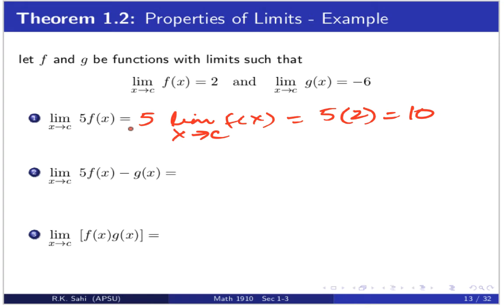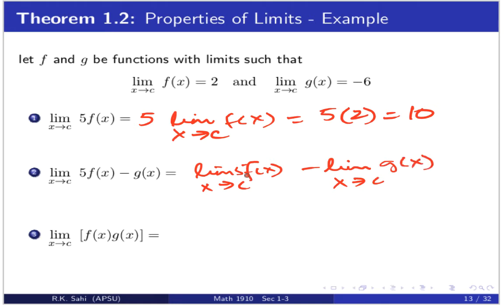The next property is a combination of the scalar multiple and the difference between two functions. So you can write this as the limit of 5 times f(x) as x approaches c, minus the limit. Remember, it's a constant. This is minus 1 times g(x), so we take the minus out, x approaches c of g(x). Now the first expression we have already done earlier, which is 10, minus the limit of g(x) as x approaches c, which is minus 6. It's a minus of a minus 6. Your final answer, 10 plus 6, is 16.